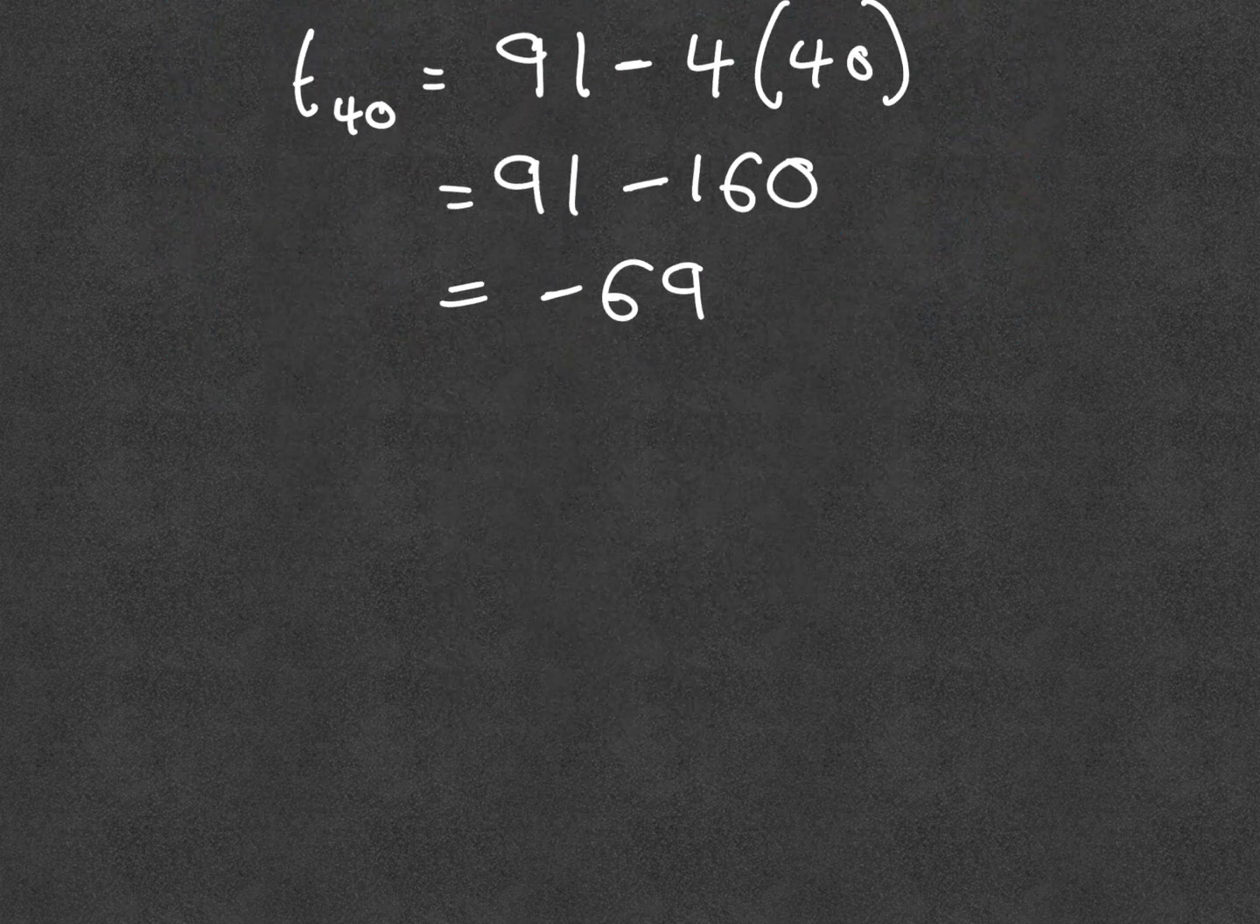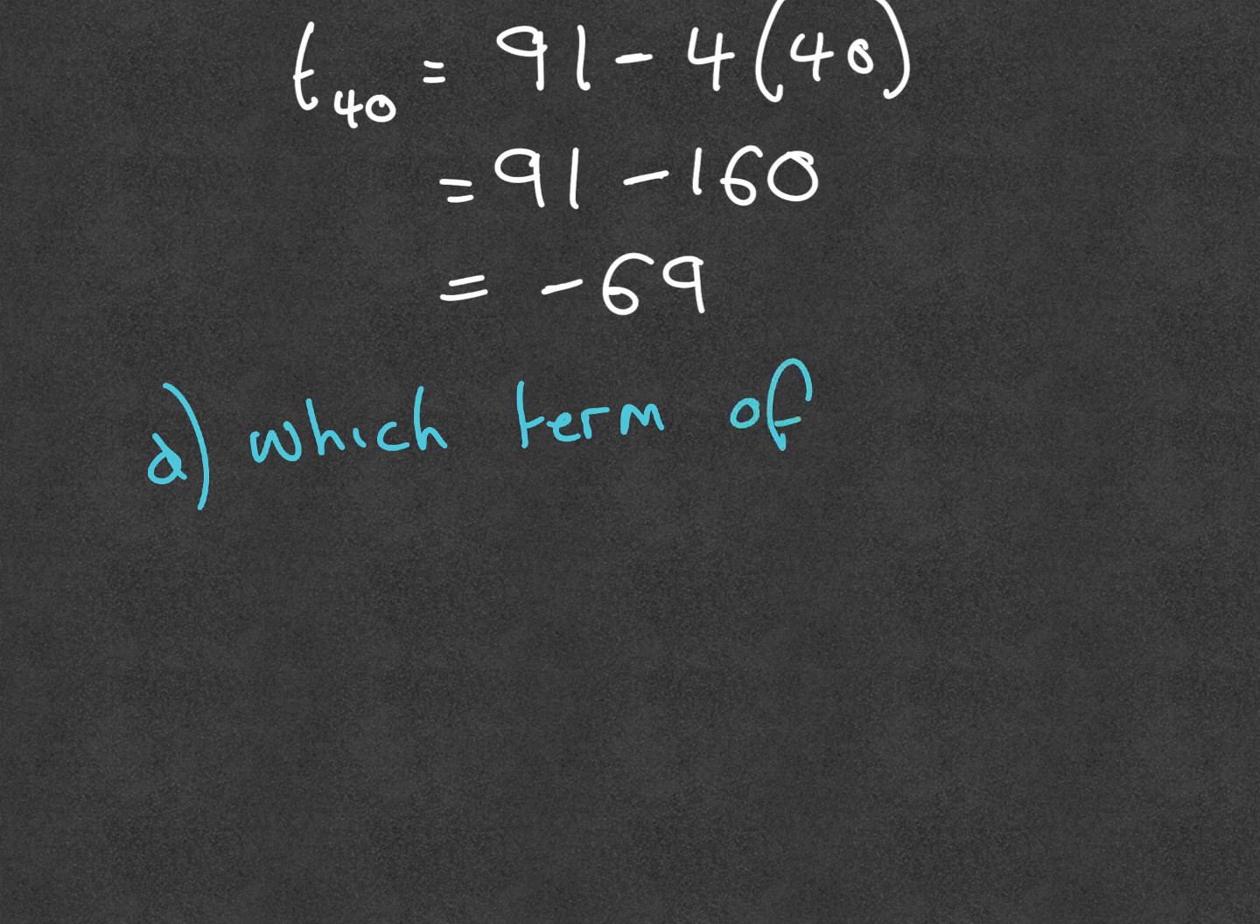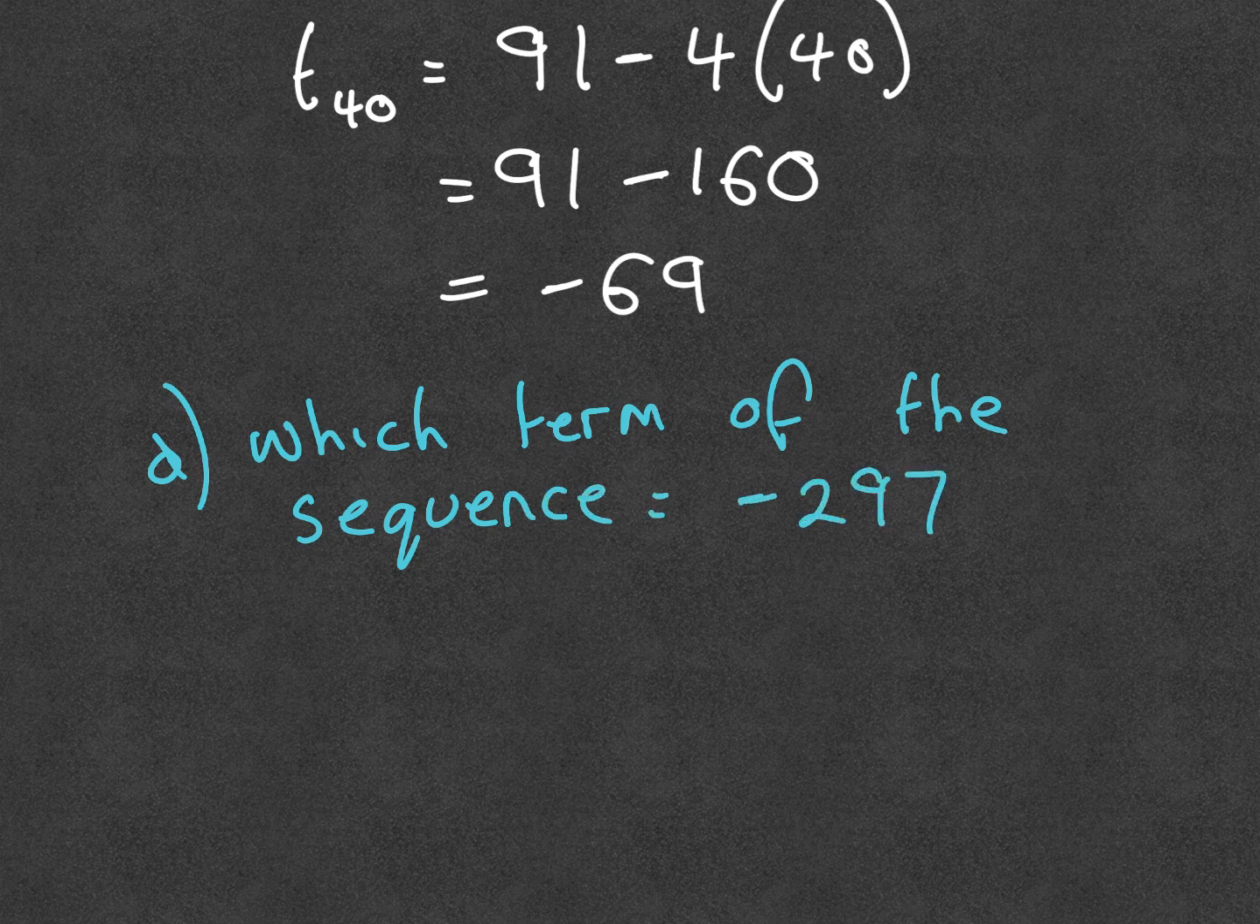The last part of this question, part D, asks us which term of the sequence is equal to negative 297. What we're actually doing in this case is working backwards. So we know now that the term is negative 297.